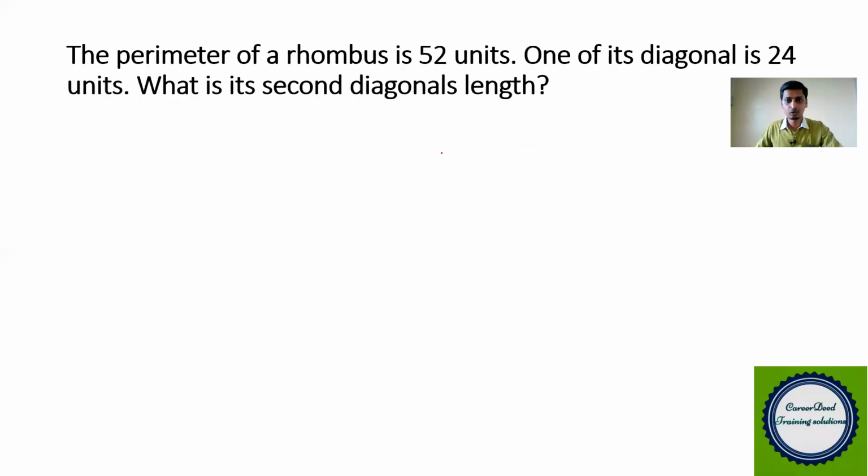The perimeter of the rhombus is 52 units. So what is perimeter? Perimeter means the sum of all the 4 sides, right? So they have given the perimeter of the rhombus is 52 units. And you know all the 4 sides will be equal, right? So if the sum of all the 4 sides is 52 units, what is one side? One side will be 13.